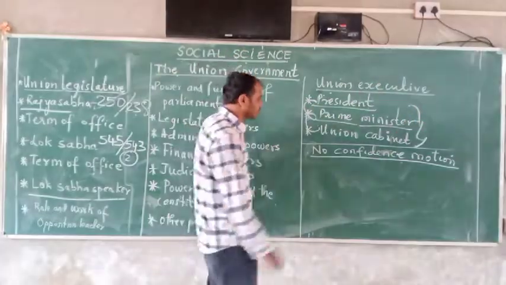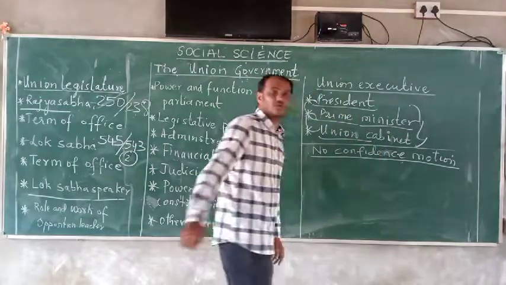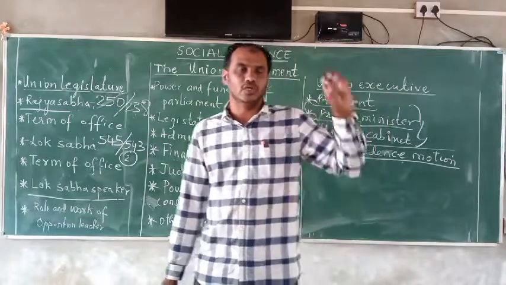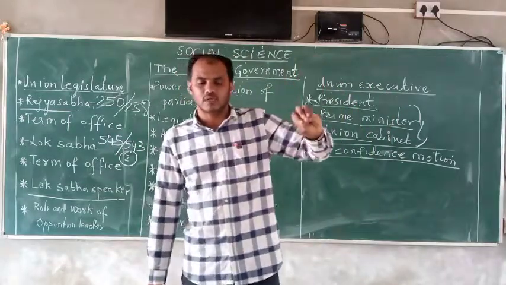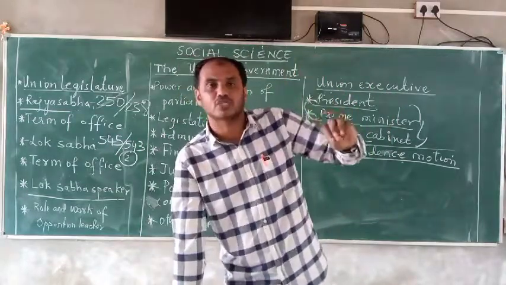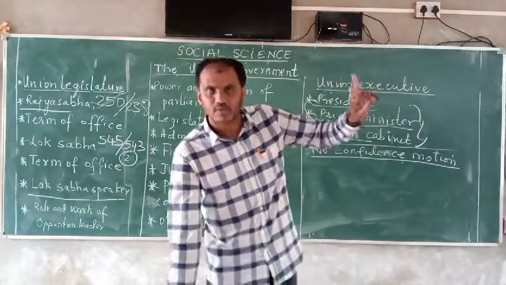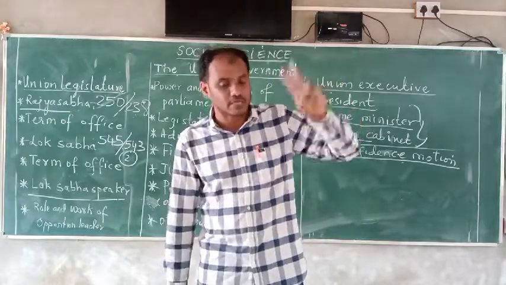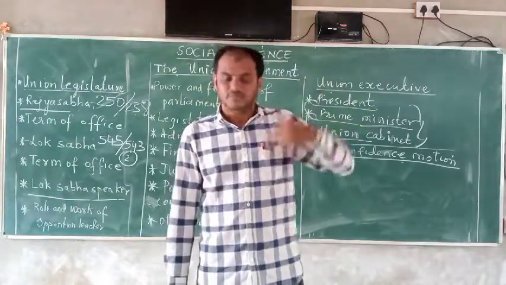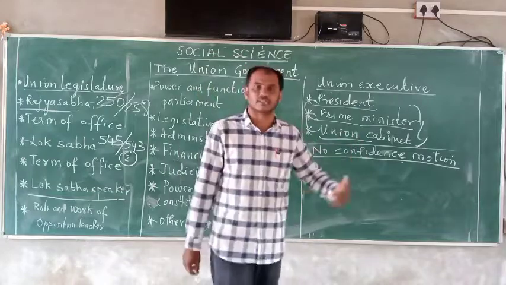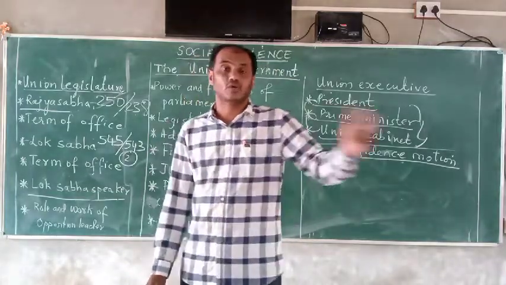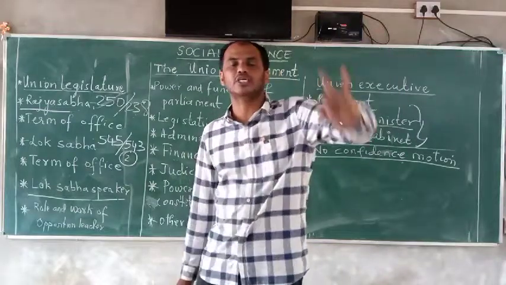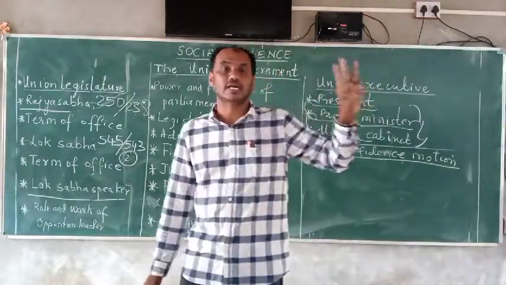So next, Union Cabinet. The Union Cabinet is the real executive, and it has ministers in categories. The first one is the cabinet minister, the second one is the deputy minister, and the third is the minister of state. So these are the three types of ministers.